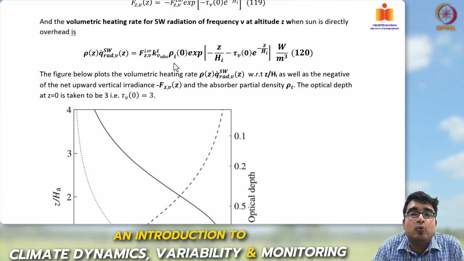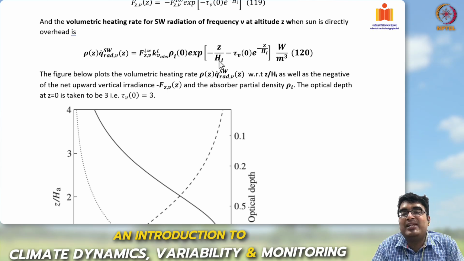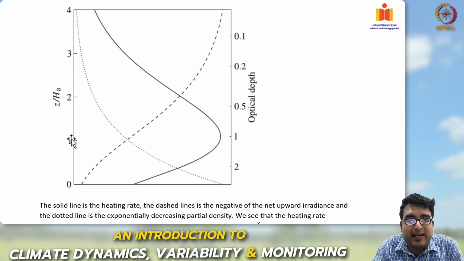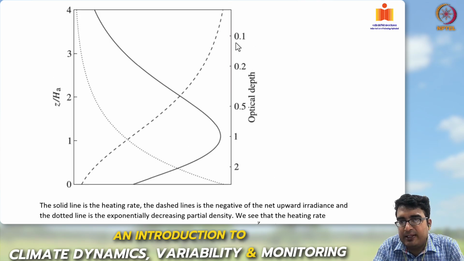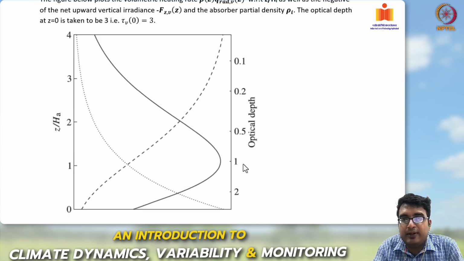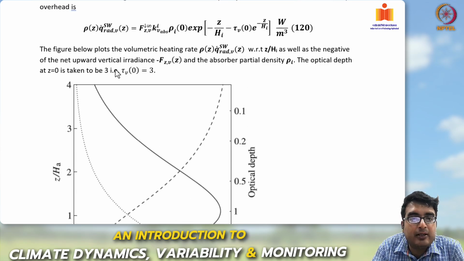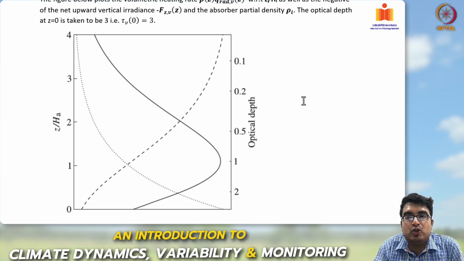So we can plot the volumetric heating rate, rho z into the mass based heating rate, with respect to z by H_i as the axis. So z by H_i and volumetric heating rate is on this side, and the optical depth has been given. So optical depth at the top of the atmosphere is 0, and the optical depth at the ground level here is assumed to be 3. So tau_nu0 value has been taken to be 3. So this is a typical optical depth for certain types of absorbing species, and z by H_i has been shown here.